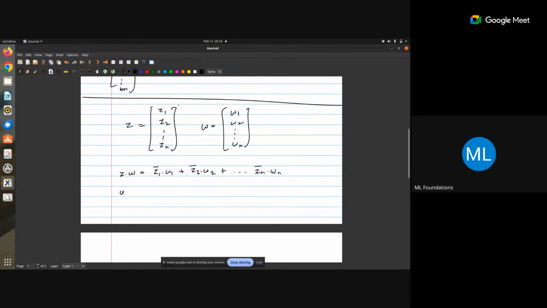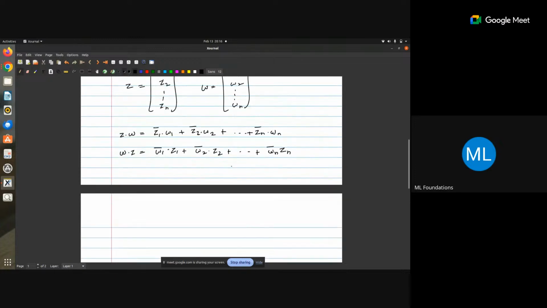So what will be the dot product between W and Z? W dot Z will be W1 conjugate Z1 plus W2 conjugate Z2, and like that, up to Wn conjugate Zn. So can you say that Z dot W is equal to W dot Z? Will this property hold true or not? The dot product between Z and W and the dot product between W and Z, will they be the same or not? By looking at the above equation, what do you say? No, they are not the same.